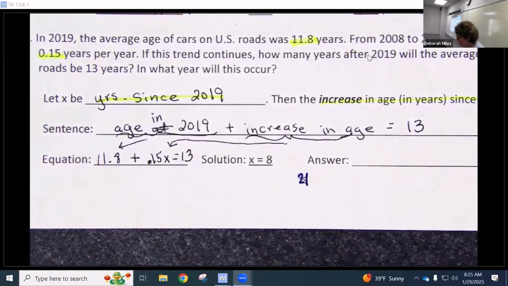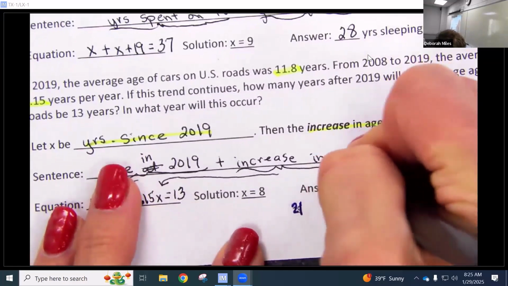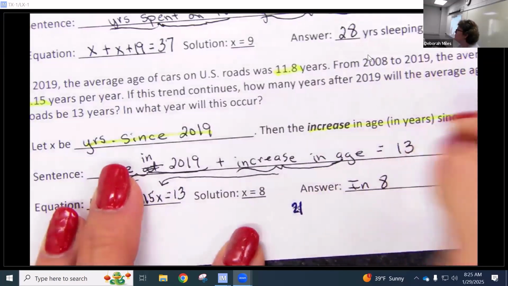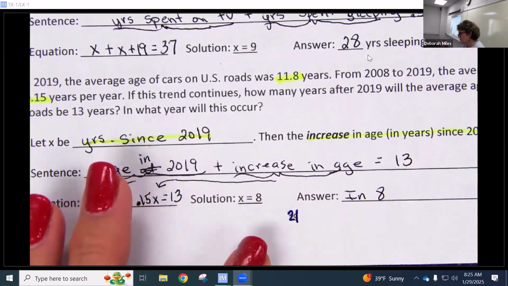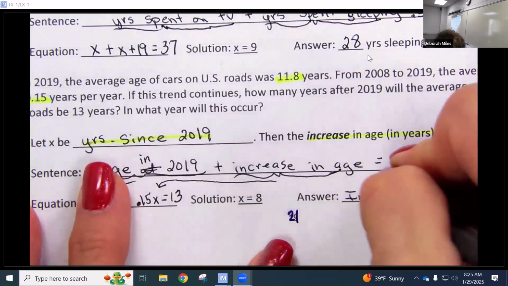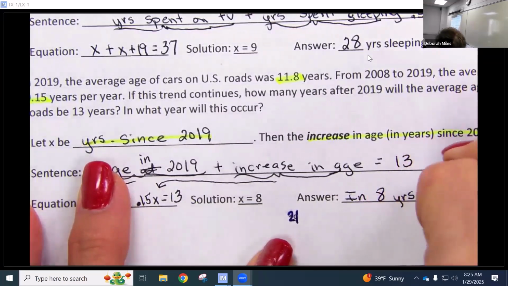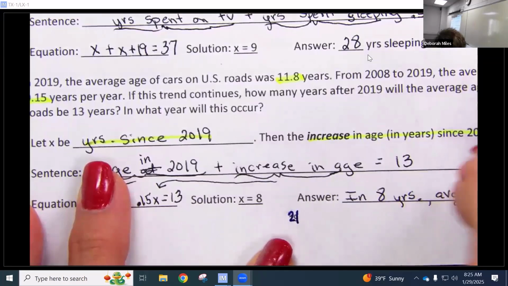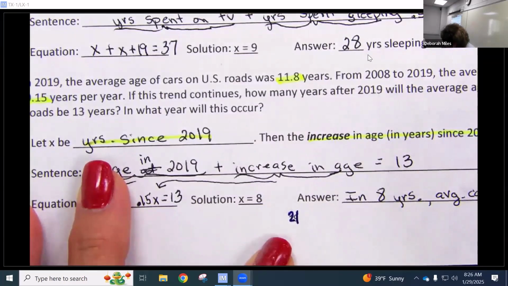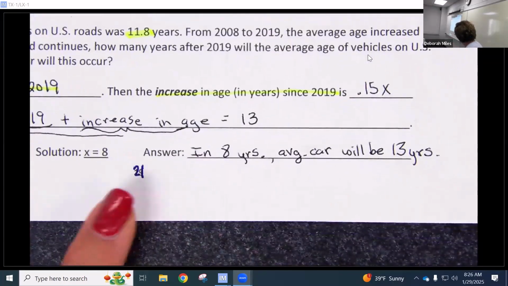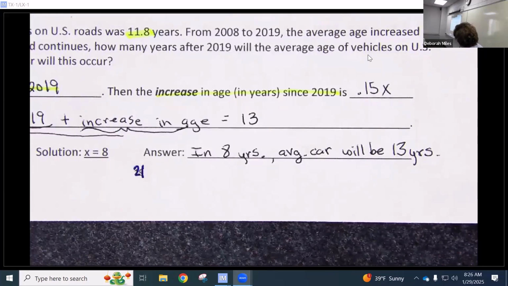Hey, you said that beautifully. In 8 years, oh, but you said cost, didn't you? No call. Okay. In 8 years, the average car will be 13 years old. I'm trying to write as quickly as I can. I'm just going to say 13 years.